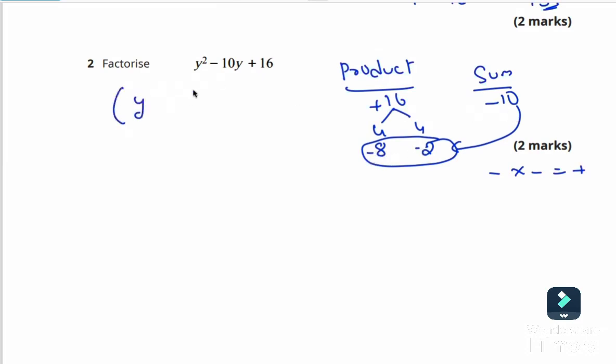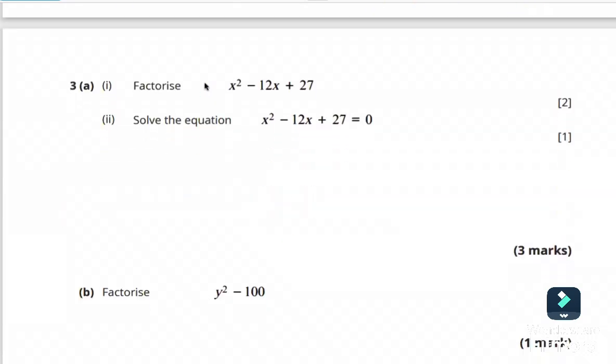So I have to write the answer in two brackets where y squared will be split as y and y, and the two factors are going to be y minus 8 and y minus 2. Is that very simple? Now, factorize and solve.